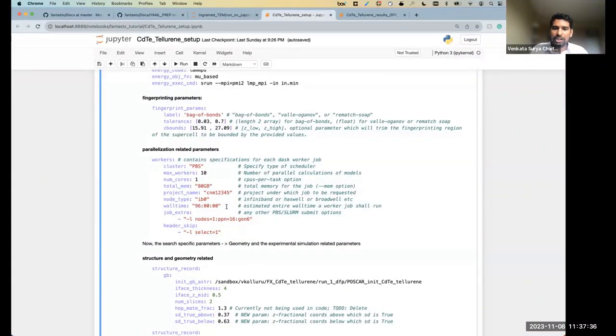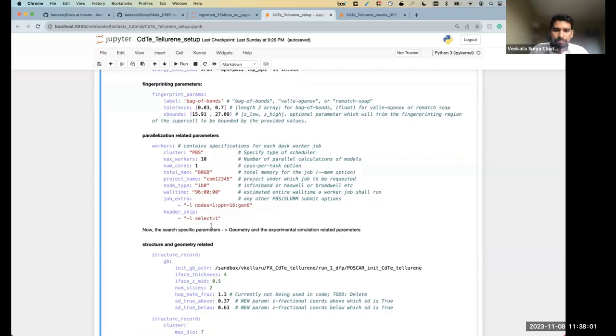And each of these workers will run one VASP calculation, one experimental simulation. And when it's done with that, it will start another VASP calculation and another experimental simulation. And each candidate will be evaluated one after the other with whichever worker is free at the time of its generation.